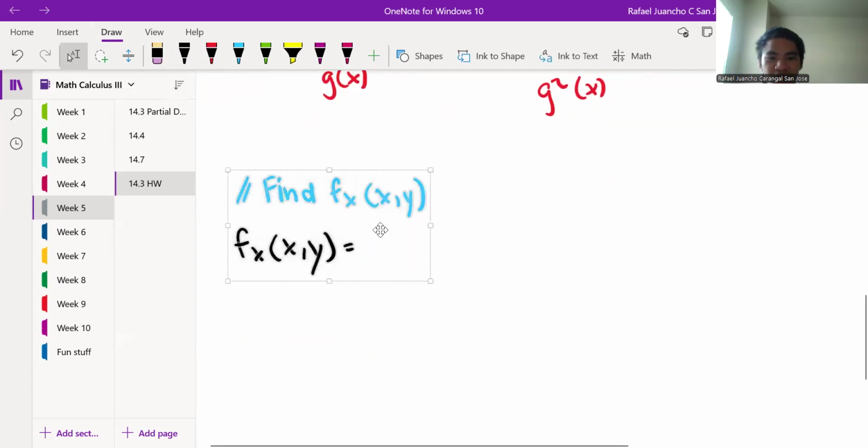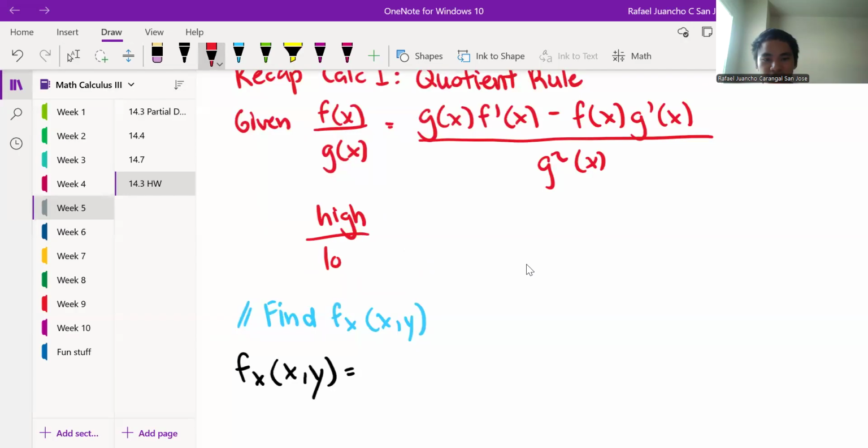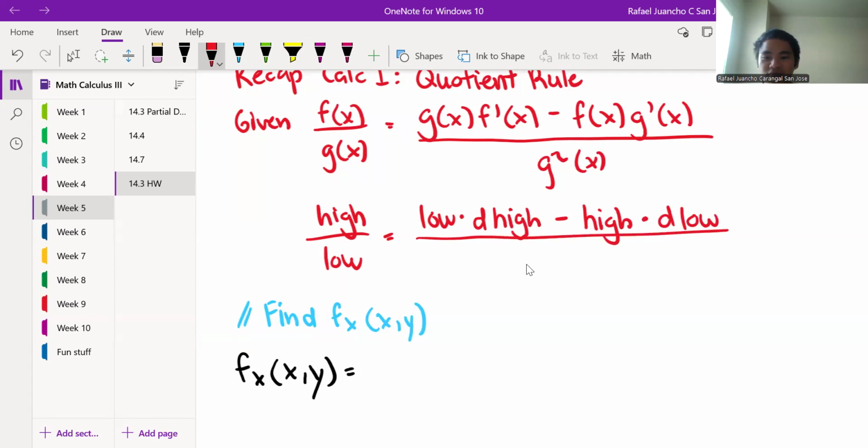That's a very catchy mnemonic. We say this is high, this is low. That makes sense, right? And what we do here is low times d high, which means derivative of high, minus high times d low over low squared. Low d high minus high d low over low squared.